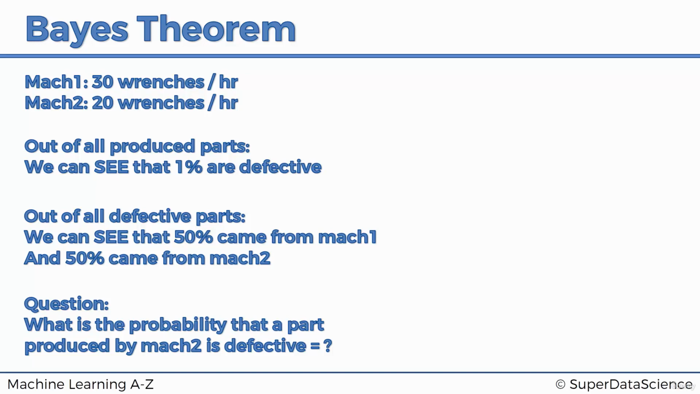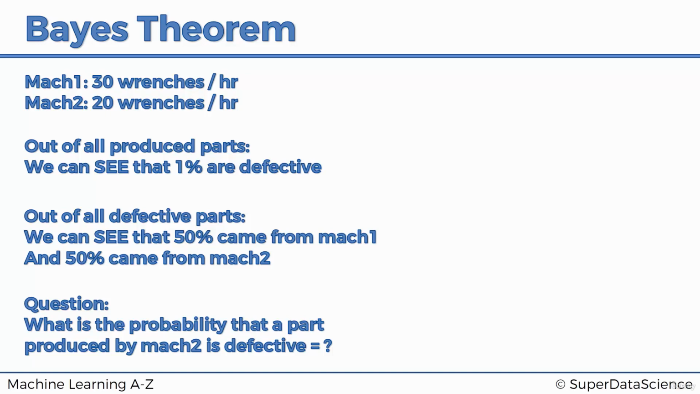What is the probability that if I come up to machine 2 and take the part that just popped out of machine 2, that part is going to be defective? So how do we put all of that information together to get the answer to this question? That's what Bayes' theorem answers or helps us do.